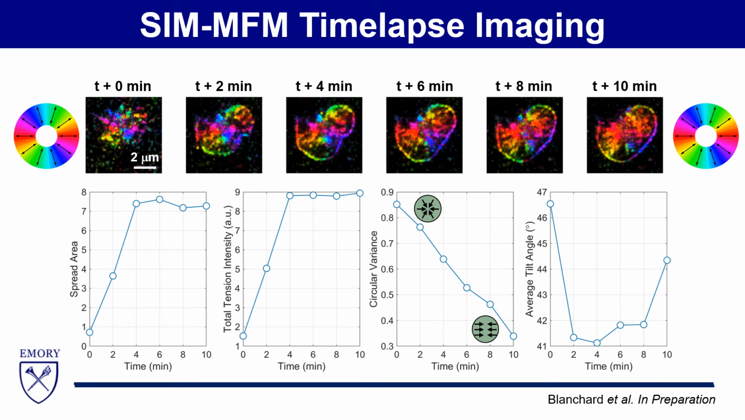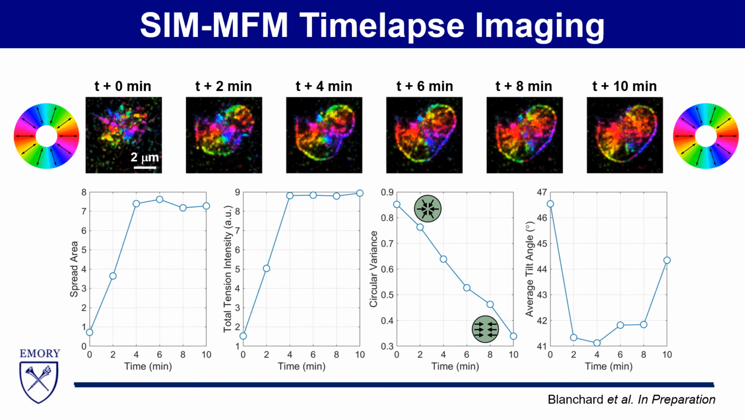However, if you take the circular variance of the in-plane force angles, then you see a surprising result. Circular variance is a metric for how the forces are organized. When circular variance is high, force orientations are evenly distributed, which in this context means that the platelet forces are all pointing radially inwards towards the center of the cell. However, when circular variance is low, that means that forces are all pointing along the same direction.